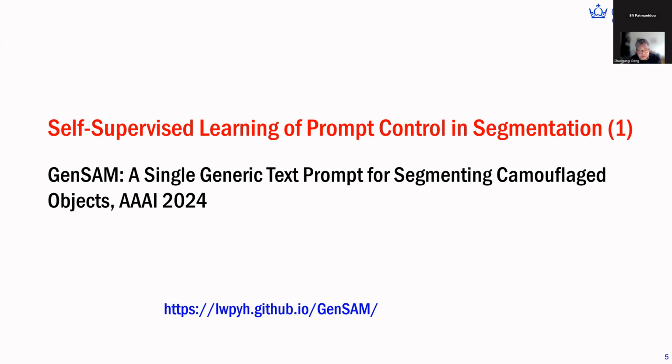So the first example is self-supervised learning of prompt control in segmentation. In particular, I'm going to introduce a model we developed called GenSAM, generative SAM. SAM was initially proposed by Facebook, the Segment Anything Model. And in this context, we're trying to apply this idea to segmenting camouflaged objects.